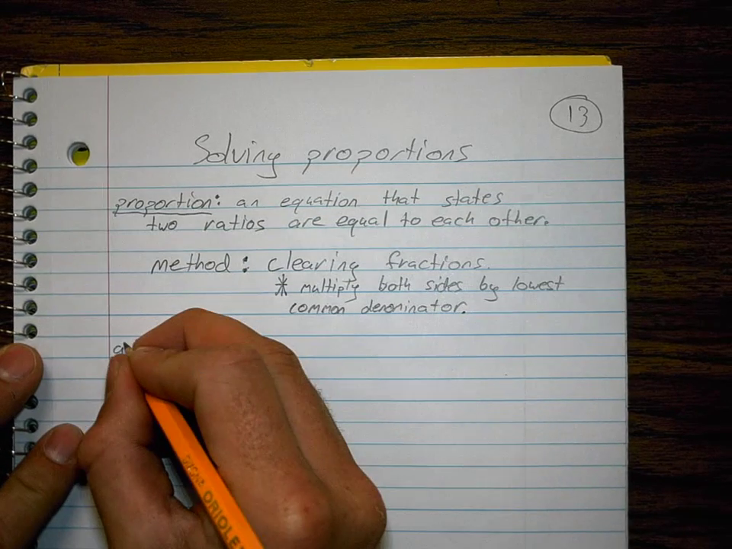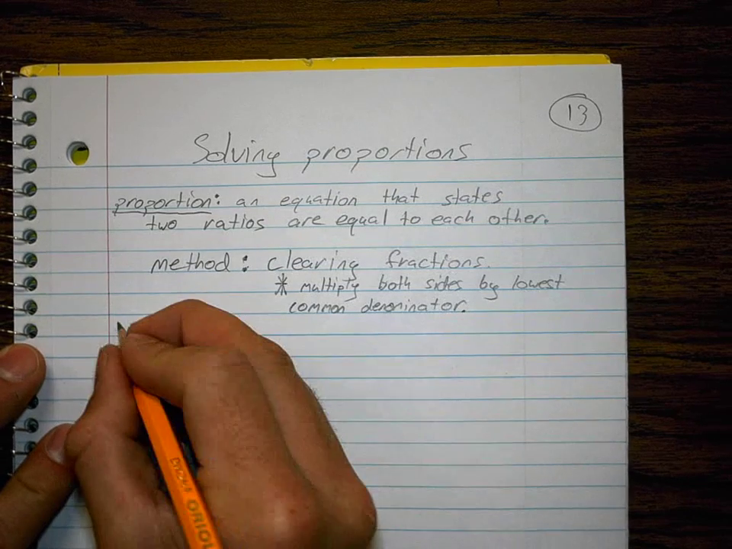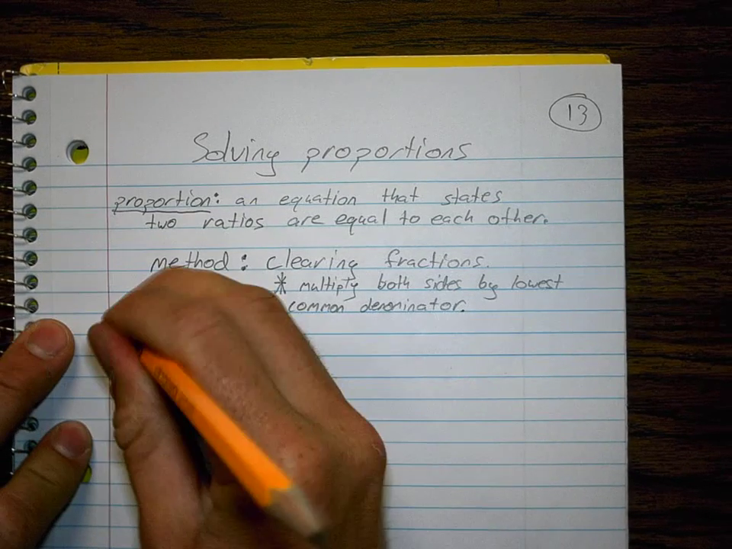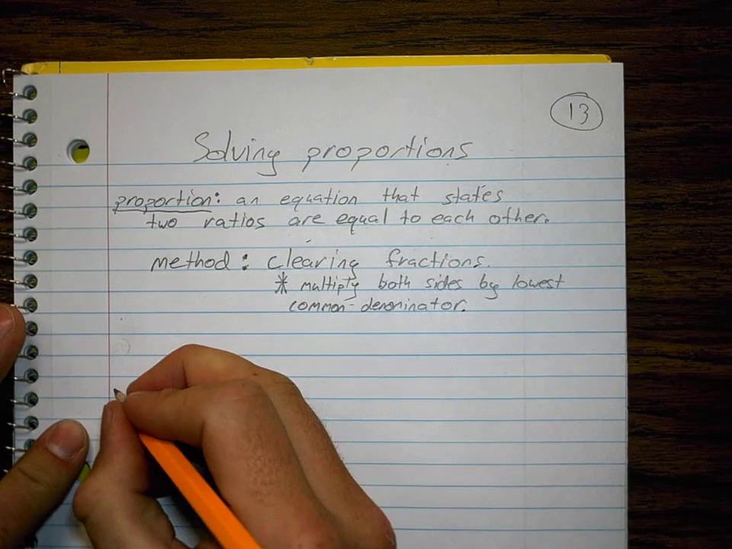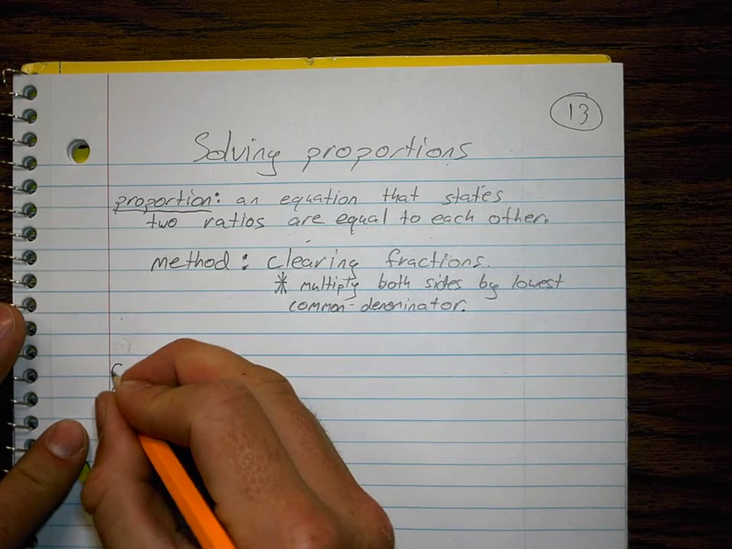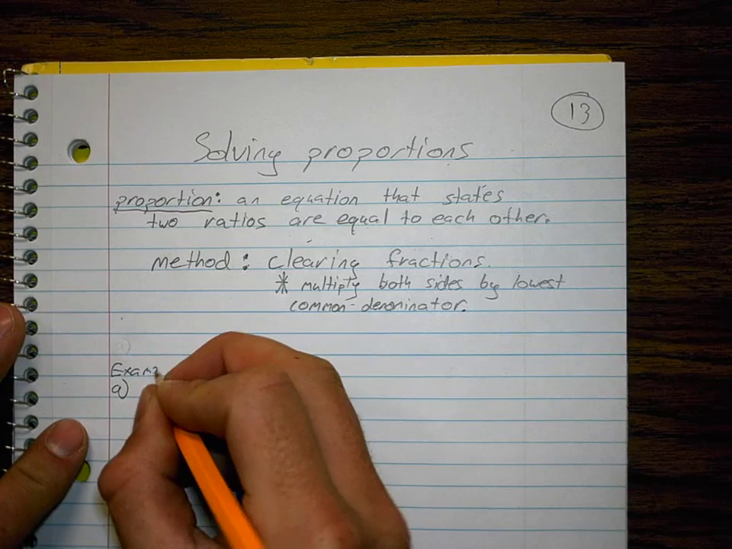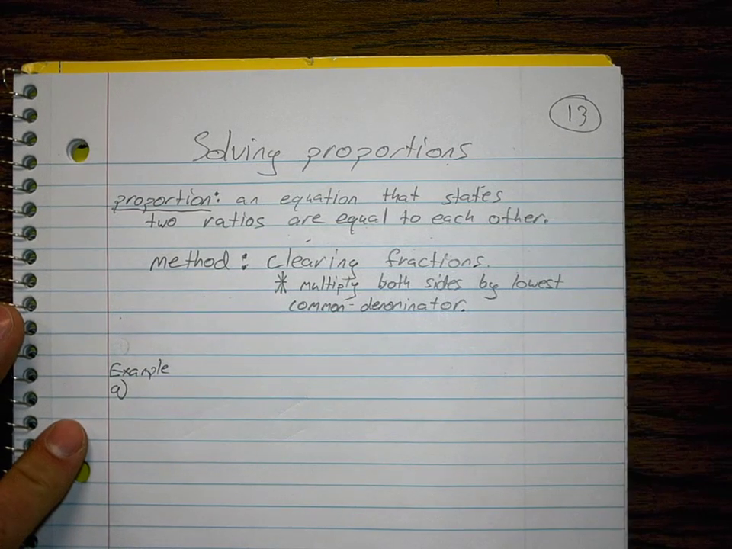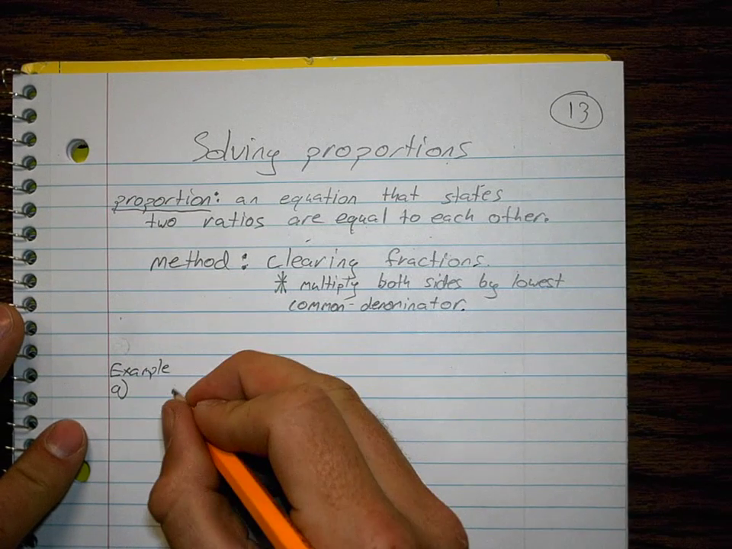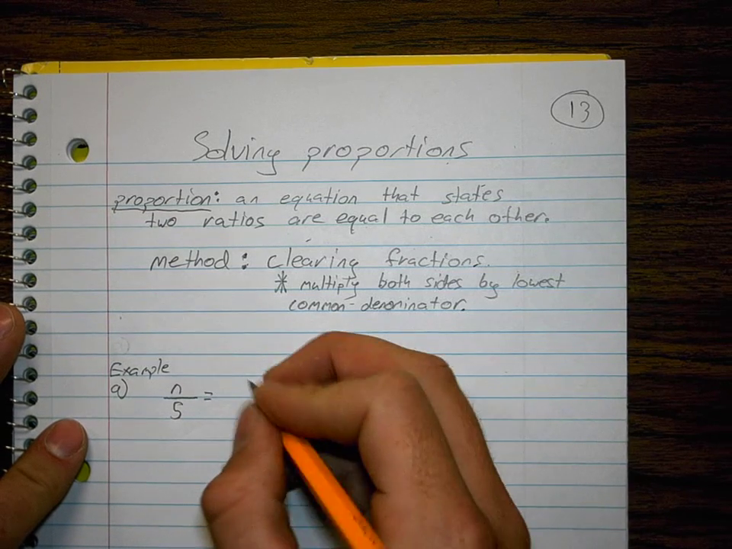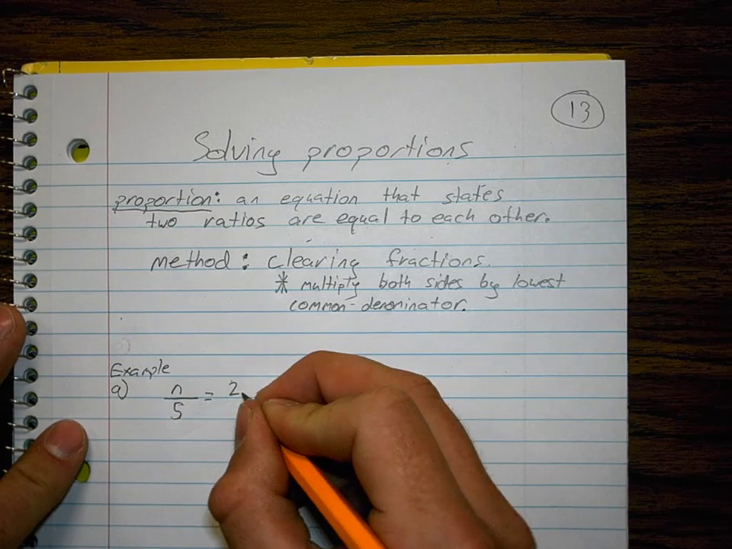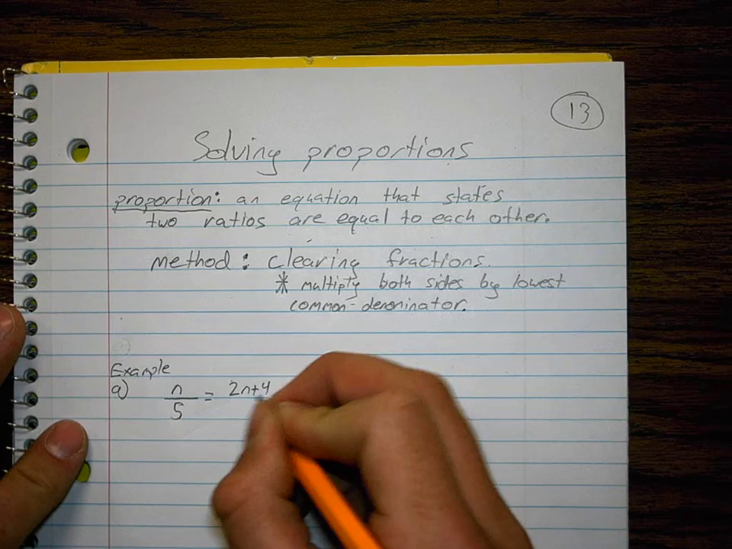So, example A. Like I said, leave some room, I didn't leave enough room right there, because we're going to have a different method come up. So first example: n over 5 equals 2n plus 4 over 6.